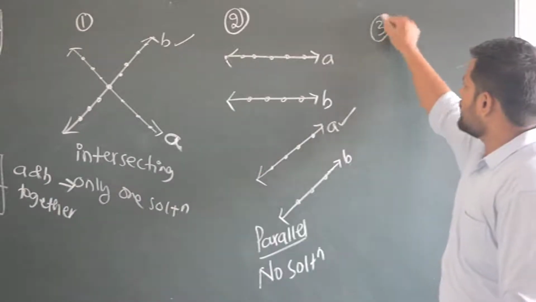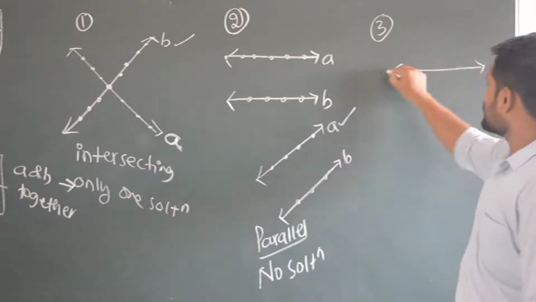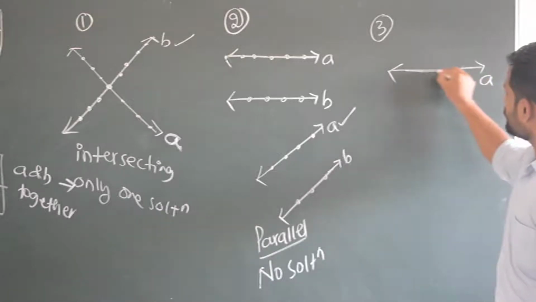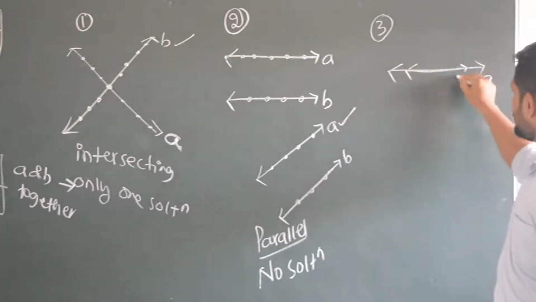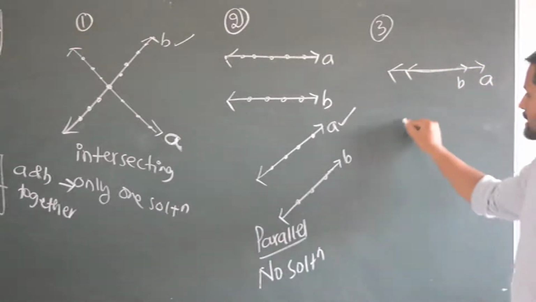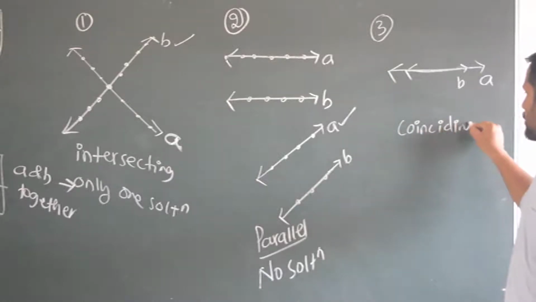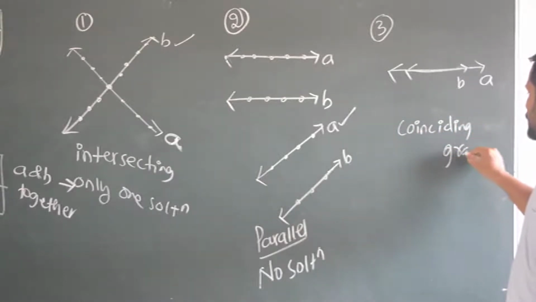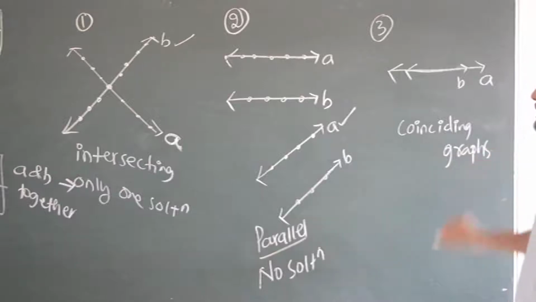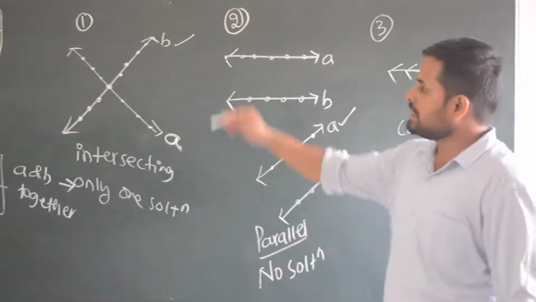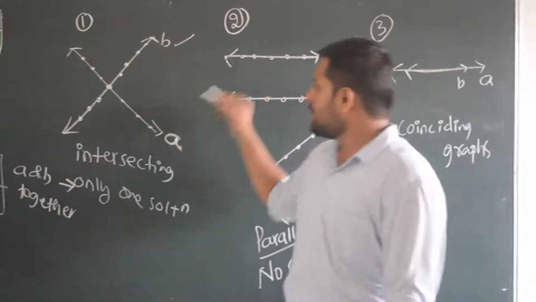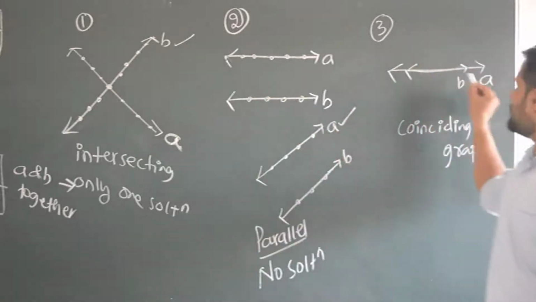Now the third thing is, if one graph is like this, another graph is also on this. For example, this is the graph A and this is the graph B. Now these graphs are called coinciding graphs. What are these? These are called coinciding graphs. Now, whenever you are taking two lines, graphs means what? It is basically a line, right? So, these lines may intersect or they may be parallel or they may be coinciding.